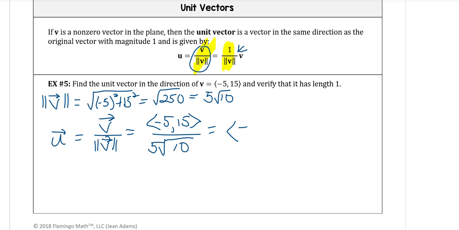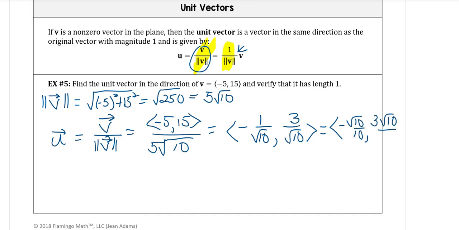So when I simplify each component, I am going to get, for the first one, negative 1 over the square root of 10, because the 5's will cancel. And the other one, I will get 3 over the square root of 10. So making that a nice, pretty looking component form, I get <-√10/10, 3√10/10>. So there is my unit vector.